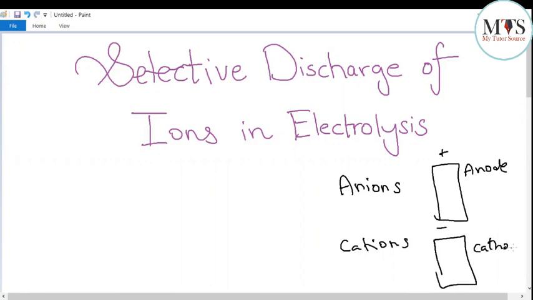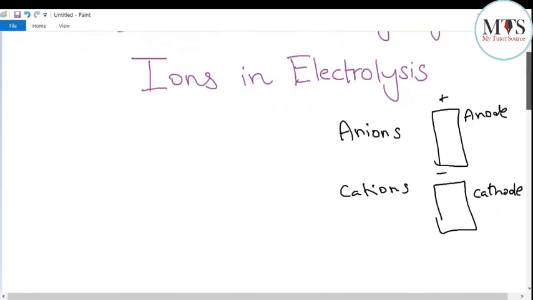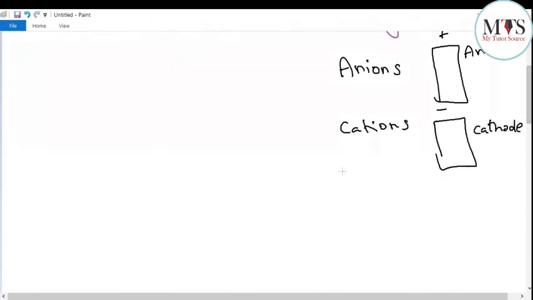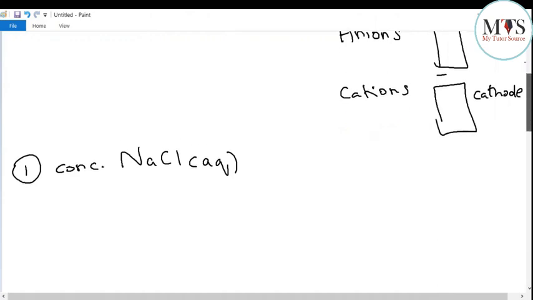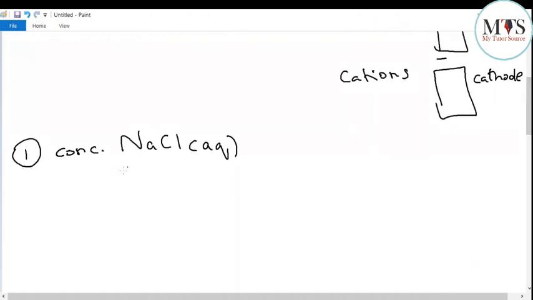So last time we were discussing an example in which I said that I have an electrolyte which is concentrated sodium chloride, and that's aqueous, which means you have water in it. Due to this, you would be having two types of ions. So what are those two types of ions that you would be having?